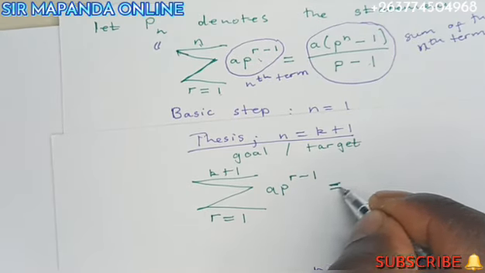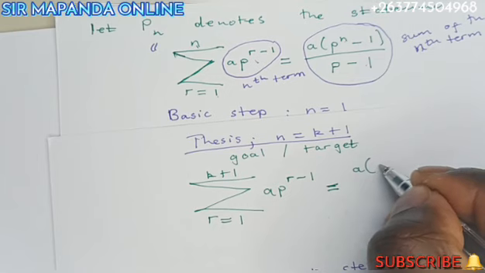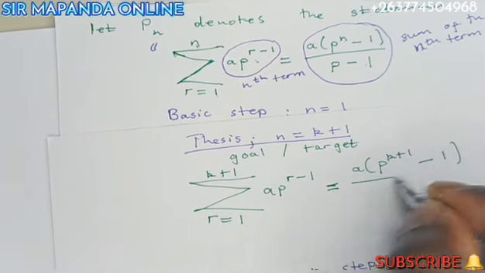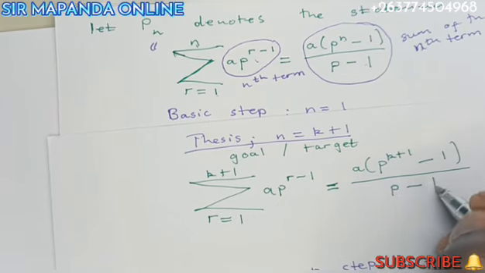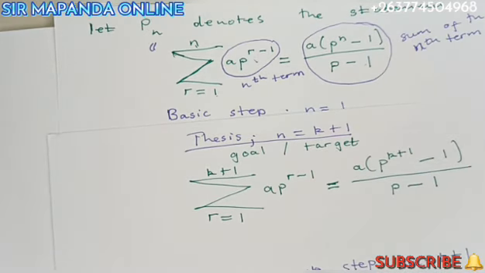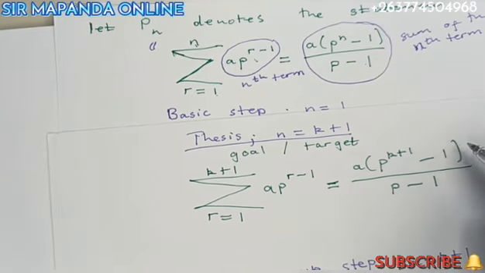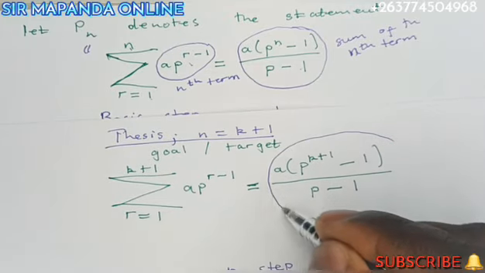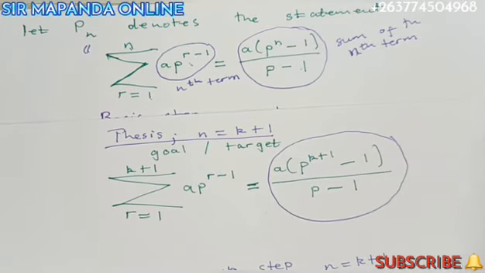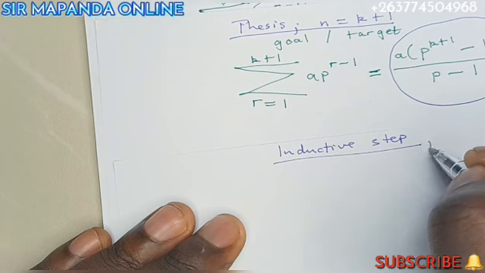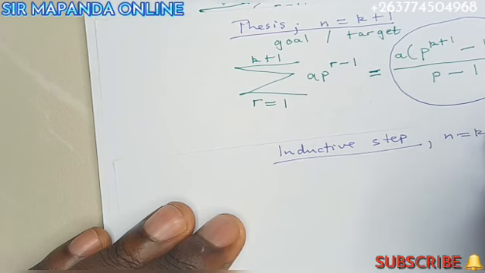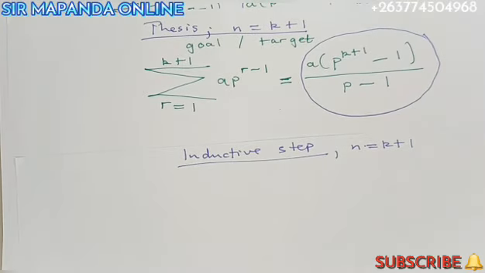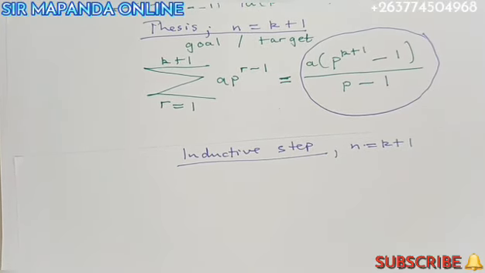Then on the right side, you are going to say a, open bracket, p to the power of k plus 1 minus 1, all over p minus 1. Then this is your thesis. So it means when carrying out the inductive step, we need to work out the inductive step until we get something like this, which is your goal or your target. So inductive step is carried out to prove that Pn is going to be true when n equals k plus 1. I hope you are following.